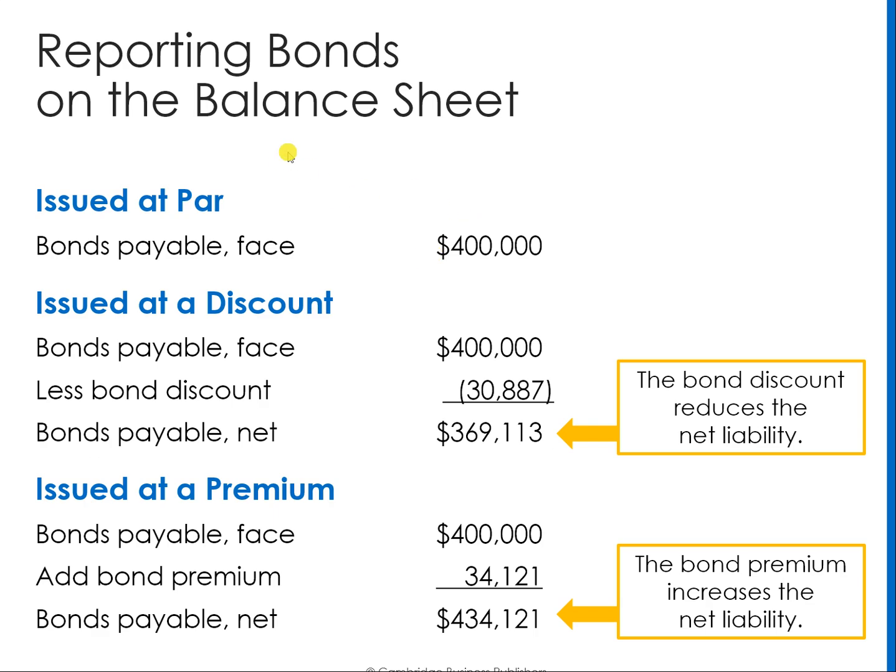Okay, reporting bonds on the balance sheet. Typically, we're going to report its face value, and either a discount or a premium. If the bond is issued with a discount, we report both the face value and the discount, then we have net bonds payable. See, this is lower than the face value. If we have a premium, the bonds payable will be higher than its face value.